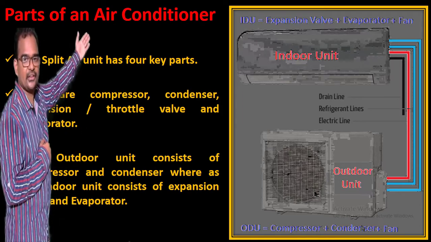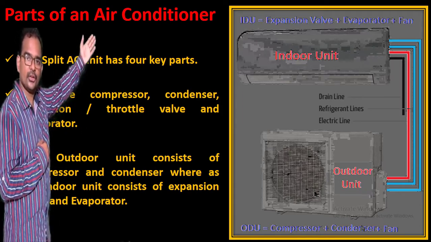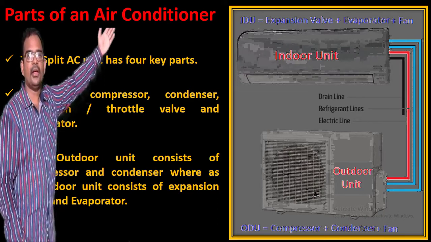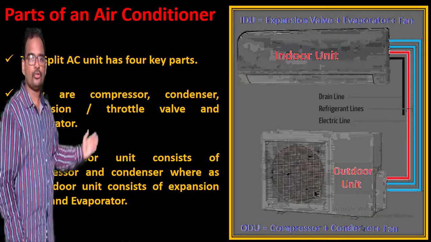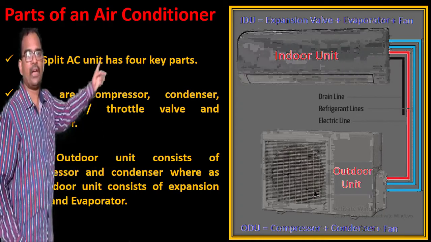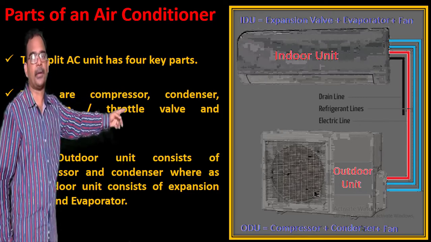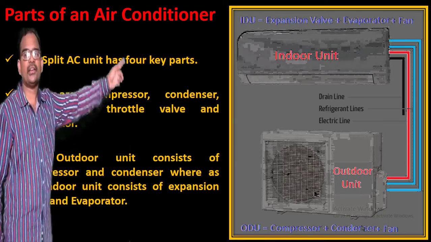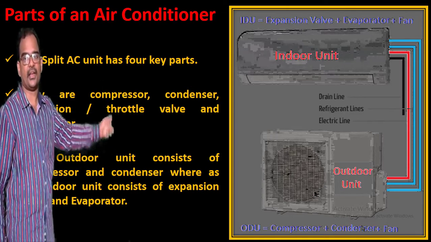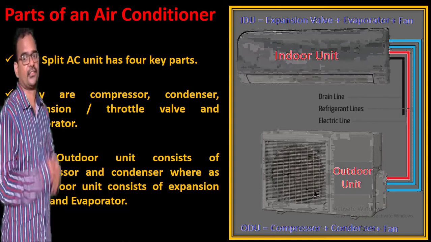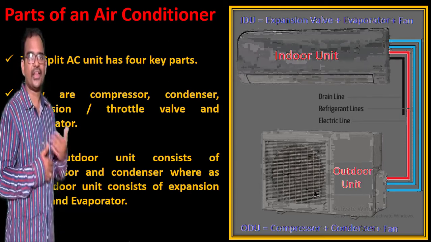So you have an air conditioner consisting of an indoor unit and an outdoor unit. The indoor unit consists of an expansion valve, evaporator and fan. The outdoor unit, ODU, also consists of a compressor, condenser and a fan. And you have a black colored pipe called the drain pipe through which water will come out from the split AC. The red one is the electrical wiring, and the blue one is the refrigerant lines. Now let's discuss the working of this air conditioner in detail.